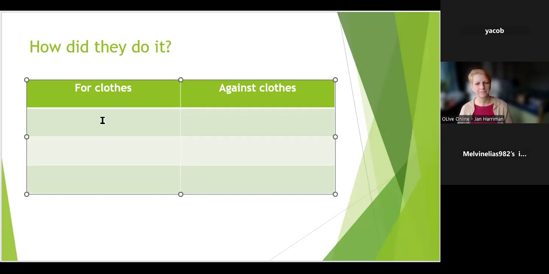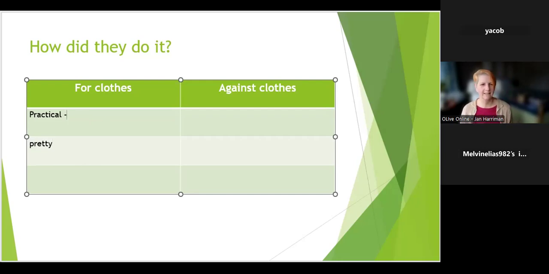All right. What were the ideas that supported wearing clothing? Oops. Oh no. The stuff was practical and pretty. Say again? Yeah, it is practical and pretty. Yeah. Practical. And pretty. Okay. Excellent.